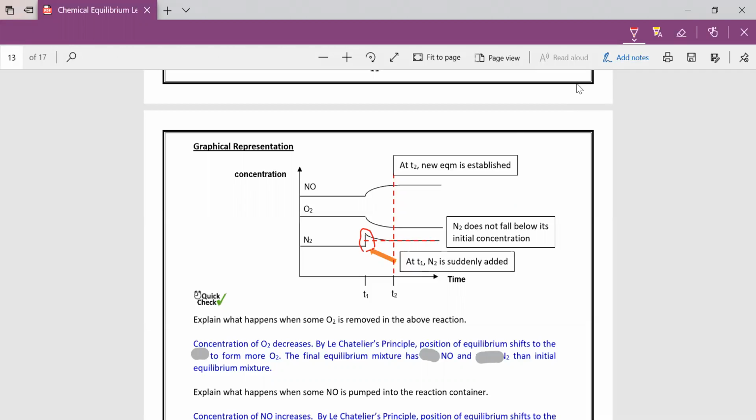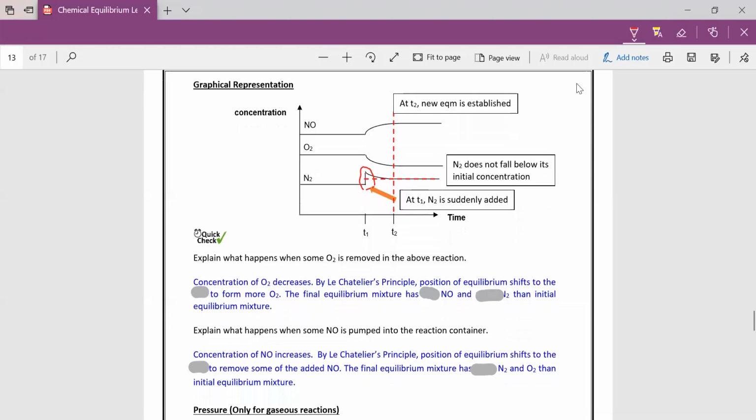Then subsequently, when you see the amount of product increasing and both the reactants decreasing, you will know that equilibrium has shifted right. Because of the increase, the disturbance in N2, the equilibrium shifted right to remove this disturbance. So we can actually deduce what has happened just based on the graph.